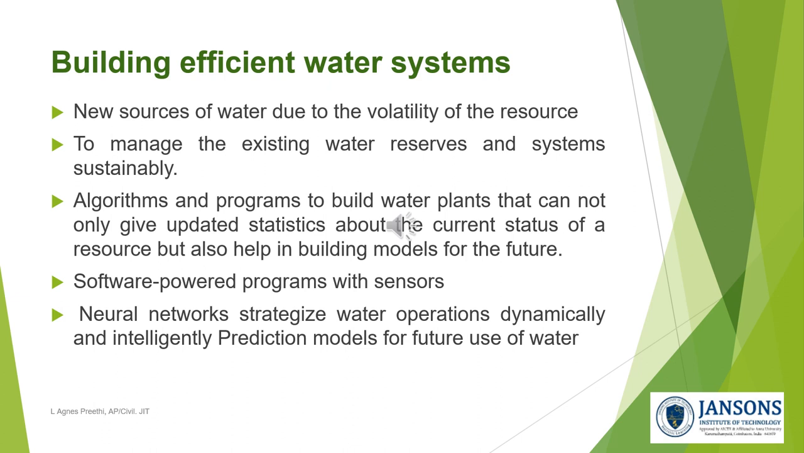Building efficient water systems. Water managing bodies have two main tasks before them. The first task is to seek new sources of water due to the volatility of the resource, and the second is to manage the existing water reserves and systems sustainably. Researchers are trying algorithms and programs to build water plans that can not only give updated statistics about the current status of a resource, but also help in building models for the future.